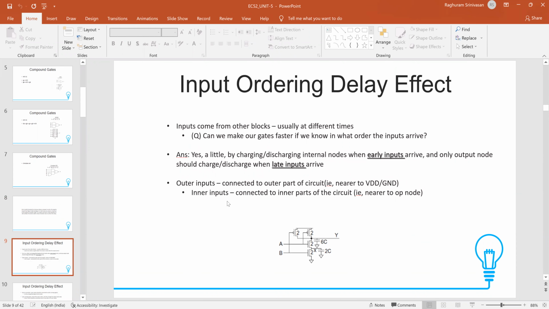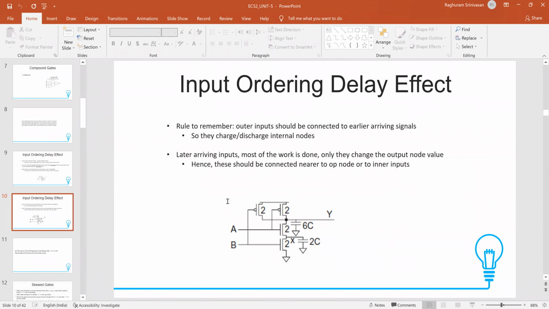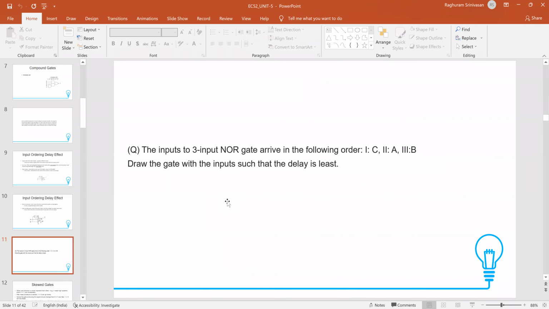Okay, so next topic, input ordering effect, and a lot of definitions are there, but we will just see it with an example. Okay, so let us just take one example. We'll switch to the whiteboard.